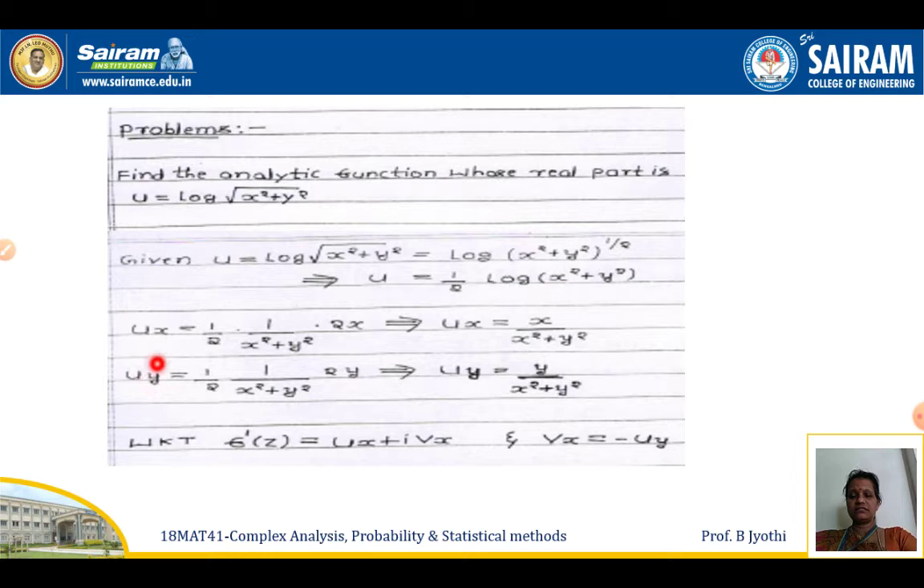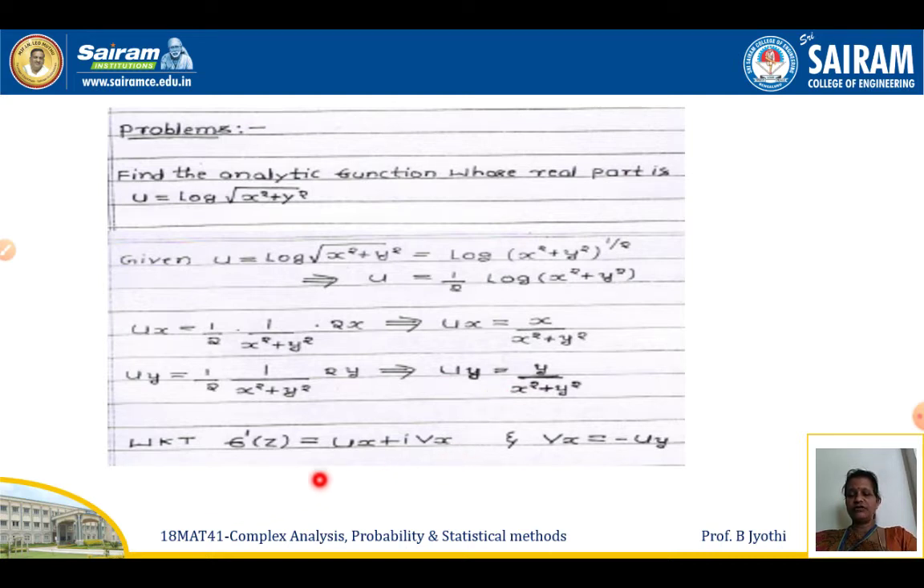So we determine ux and uy, that is, differentiate partially with respect to x and y. So ux will be 1 by 2 into 1 divided by x squared plus y squared into 2x, where 2 and 2 cancel, we get x divided by x squared plus y squared. Similarly, uy will be 1 by 2 into 1 divided by x squared plus y squared into 2y, which implies uy is equal to y divided by x squared plus y squared.